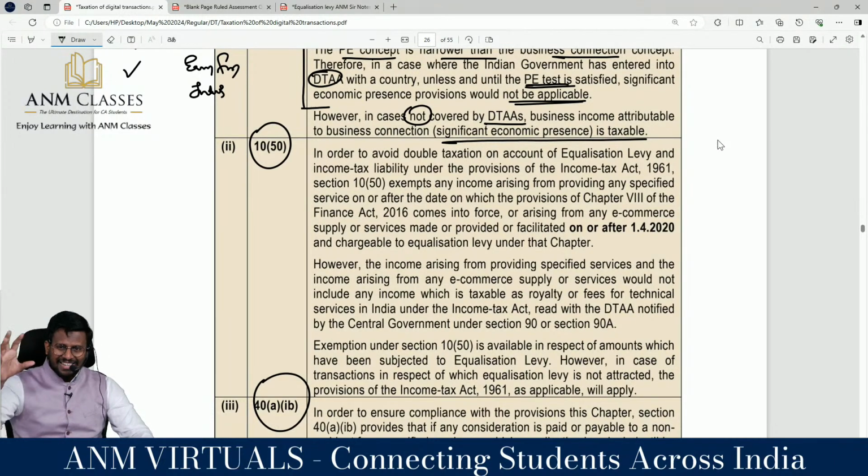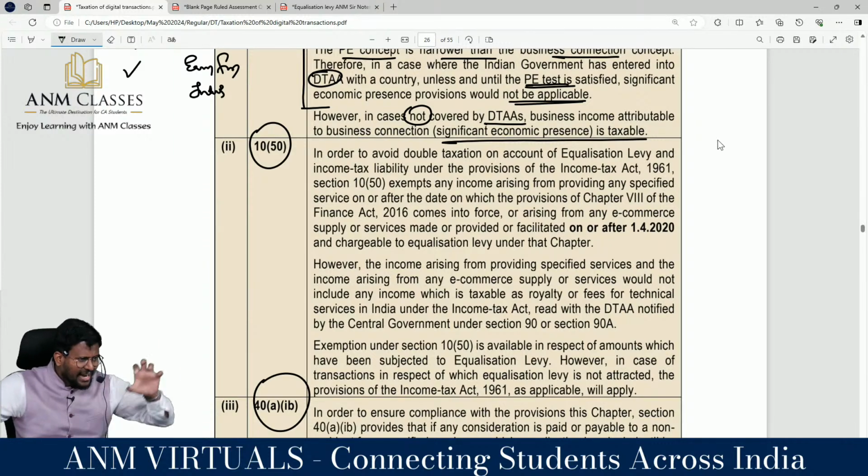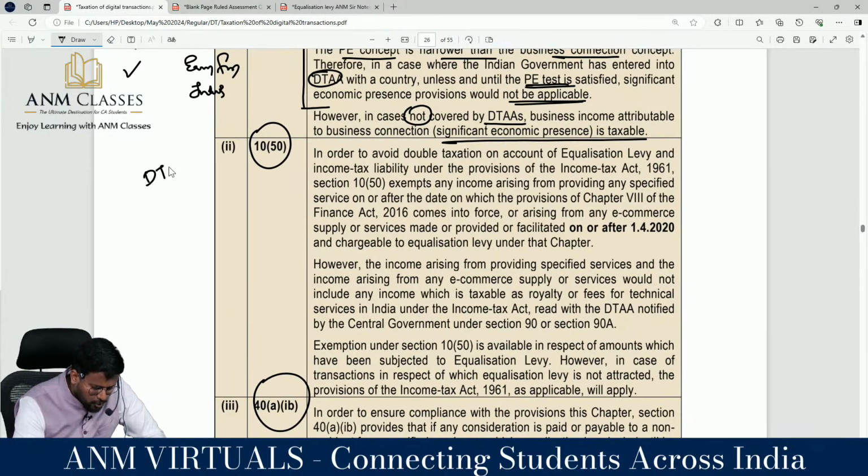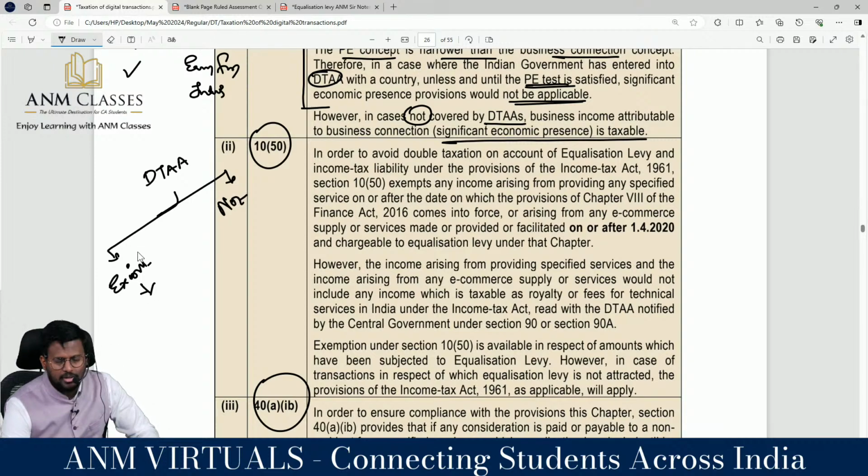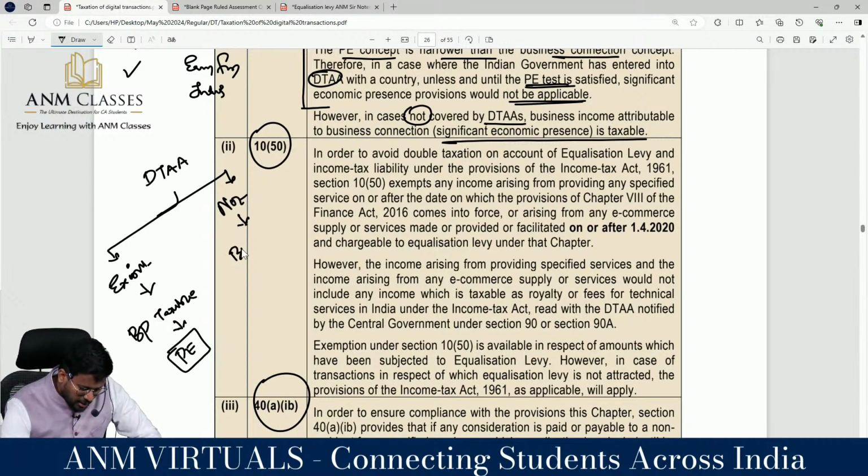So if there is a DTAA, business profit will be taxable based on the DTAA; if there is no DTAA, business profit will be taxed based on SEP. The one line summary of the entire discussion is that you have to check whether a DTAA exists or not. We practically understood that out of approximately 200 countries, we have DTAA with 100 countries. So if a DTAA exists, business profit will be taxable as per the PE concept, whereas if there is no DTAA, business profit will be taxable as per the SEP concept.